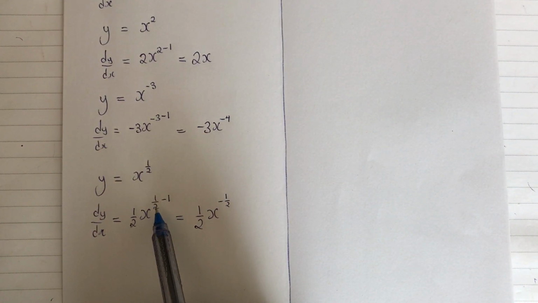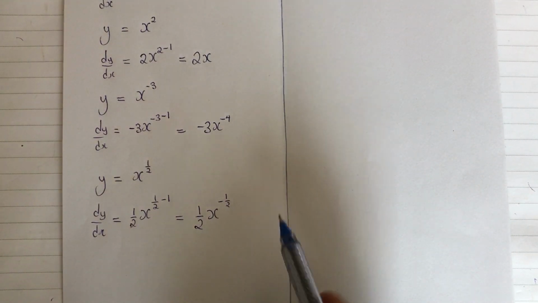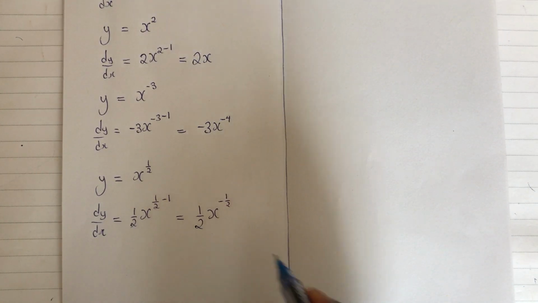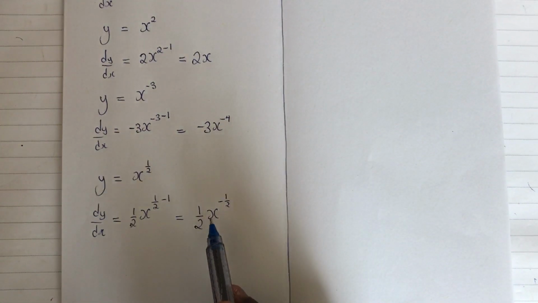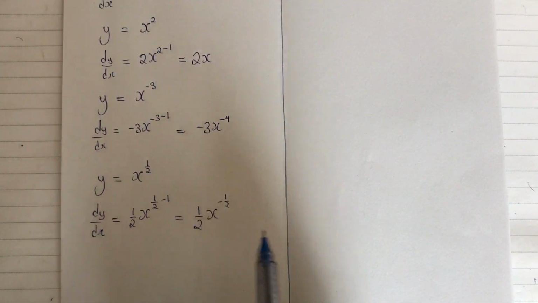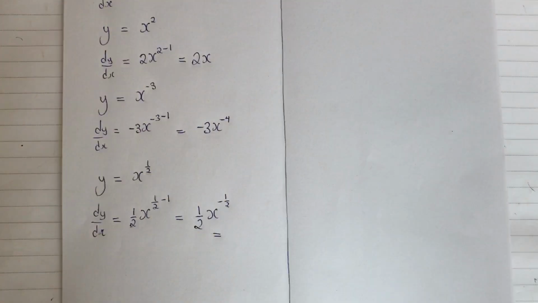When you subtract 1 from half, you'll be left with negative 0.5, which is negative half. And this becomes your final answer. Don't forget that I can also convert this into square root form. I can simplify this again, but I'm not talking about that, so I won't continue. You can leave it here.